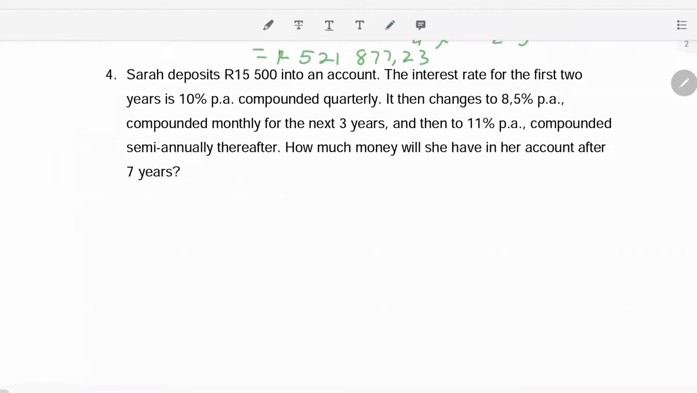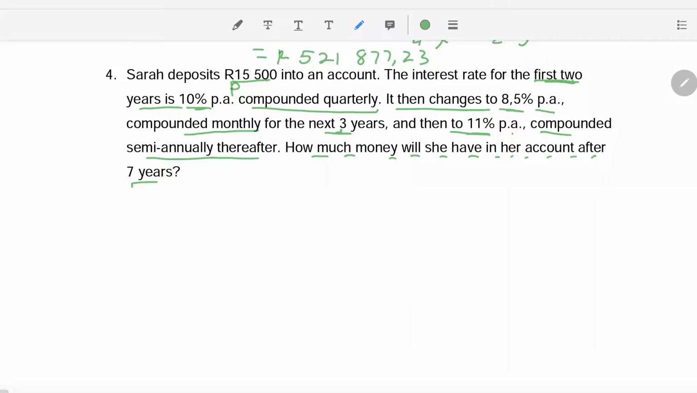It talks about Sarah. Sarah deposited 15,500 into an account. So 15,500 was invested into an account, so that's the value of P. The interest rate for the first 2 years is 10% compounded quarterly. It then changes to 8.5% per annum compounded monthly for the next 3 years, and then changes to 11% per annum compounded semi-annually thereafter. How much money will she have in her account after 7 years? So it's the same account, but there's a change in the interest rate. So I'll draw a timeline here for visualization purposes.